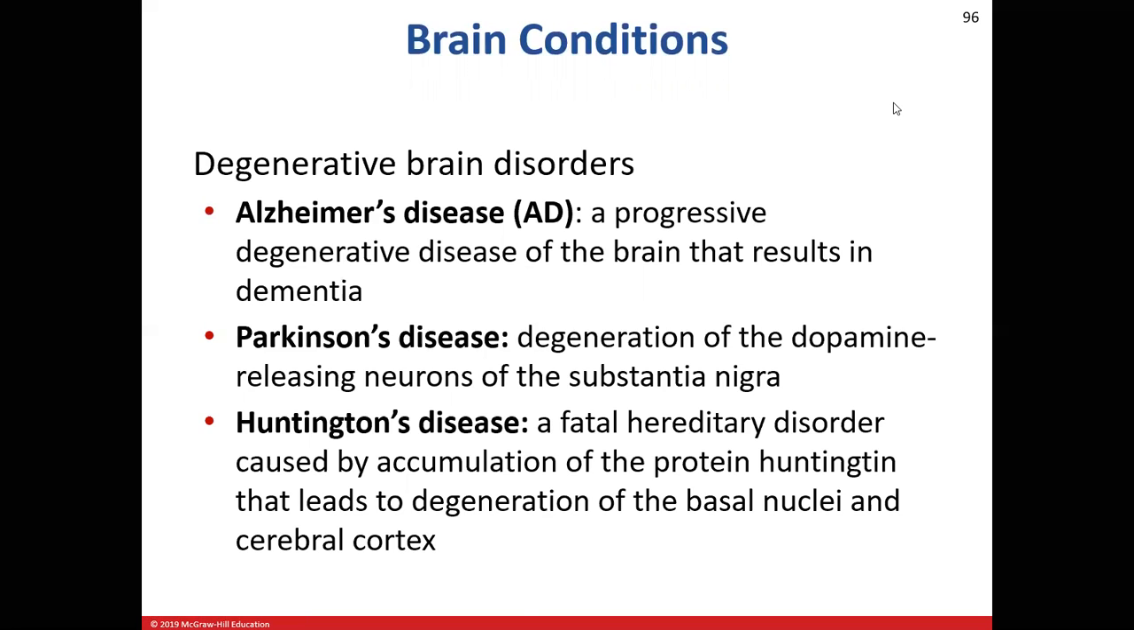And our third degenerative brain disorder that we'll talk about is called Huntington's disease. And it's a fatal hereditary disorder that's caused by an accumulation of the Huntington protein. And this also leads to the degeneration of brain tissue, but specifically it degenerates the basal nuclei and the cerebral cortex.